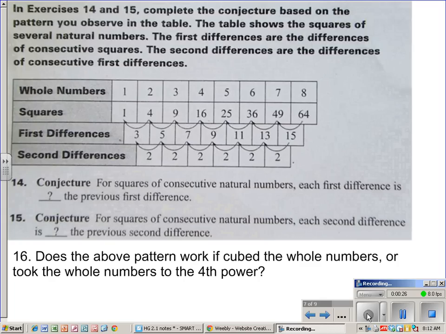1 squared is 1. 2 squared is 4. 3 squared is 9, and so on. Okay? So you have this list of squares.